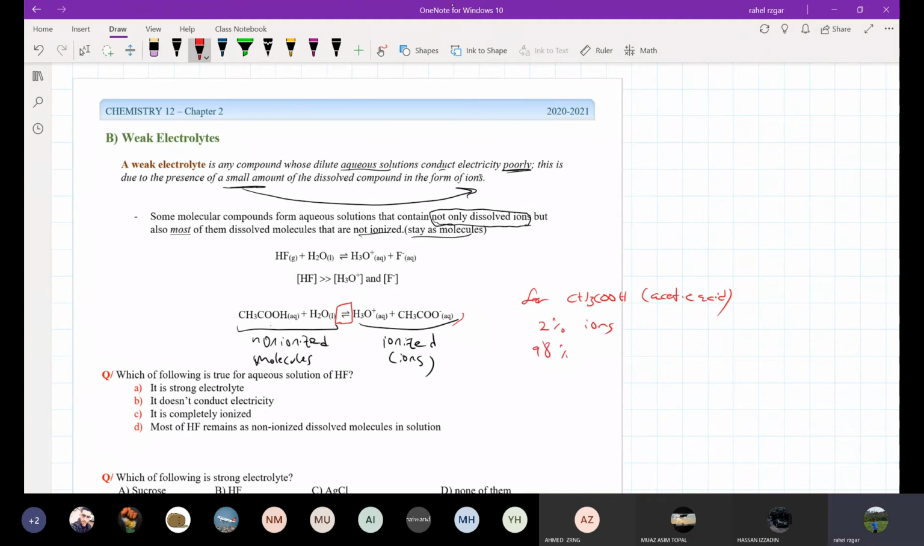Around 98% remain as dissolved molecules. So we don't have any problem with the dissolution. They will dissolve. There's not a problem. But when they dissolve, only a small amount of them will become ions. The rest is just molecules.